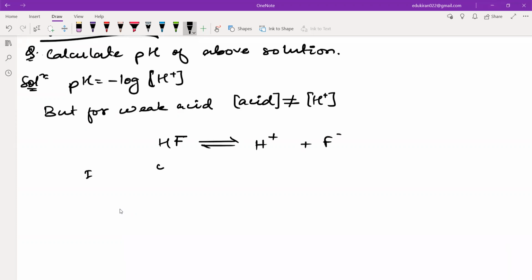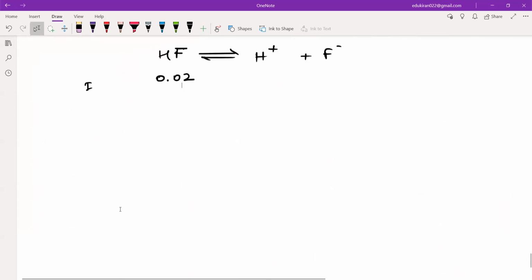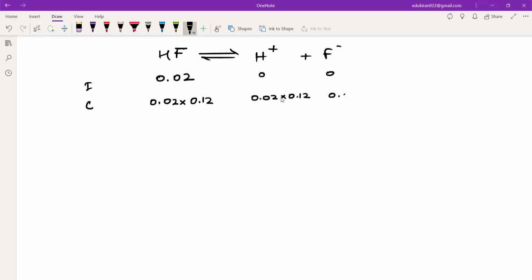What is the concentration given, guys? What was the concentration given? 0.02, right? 0.02 molar, right? And the concentration of H and F is 0, 0. What is the change? The change will be the concentration 0.02 into alpha. What is alpha? 0.12, and this will be equal to also 0.02 into 0.12, and this will be also 0.02 into 0.12.